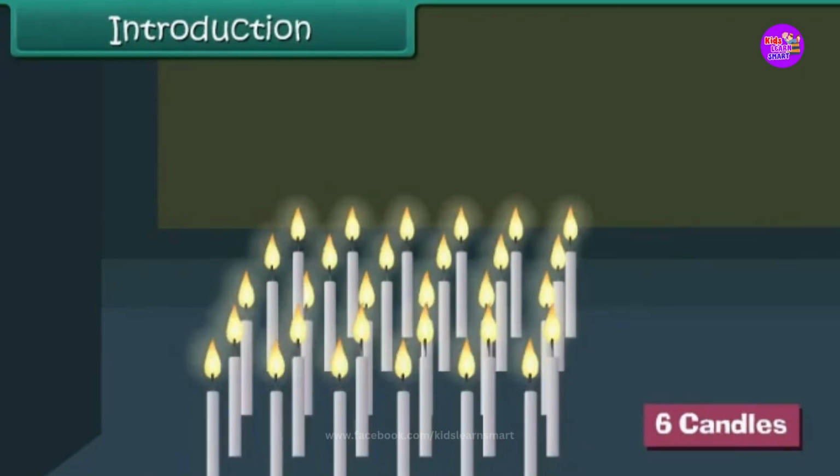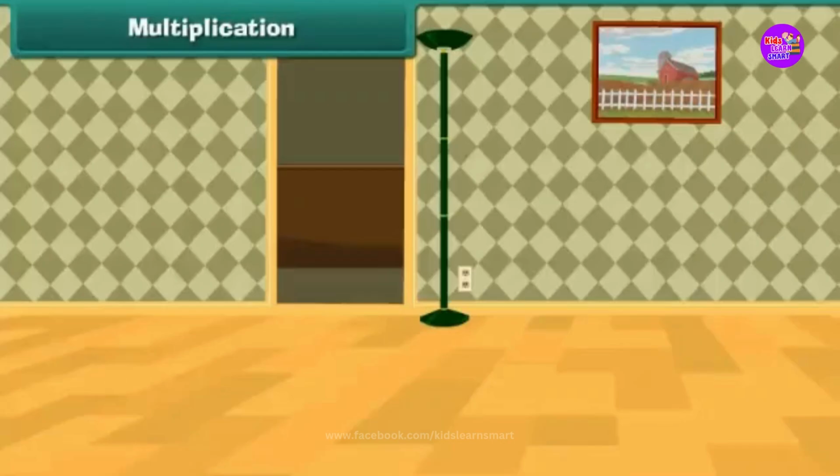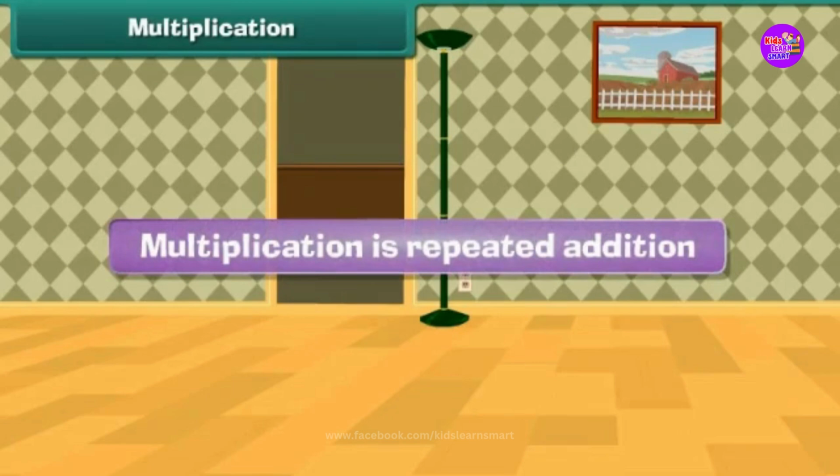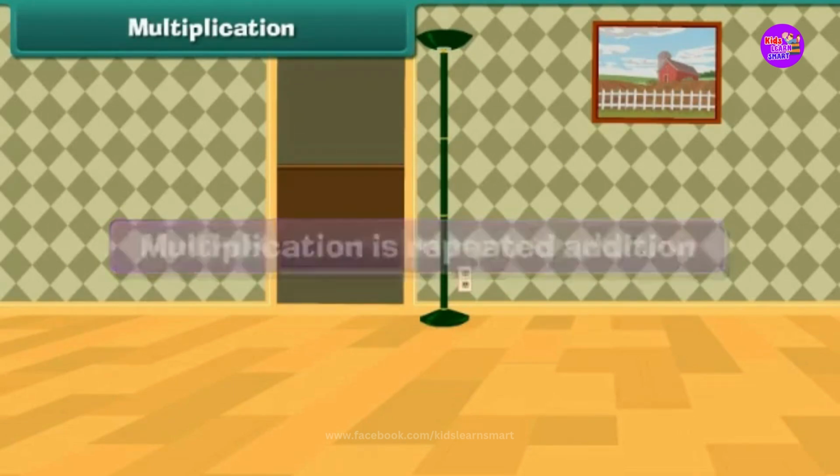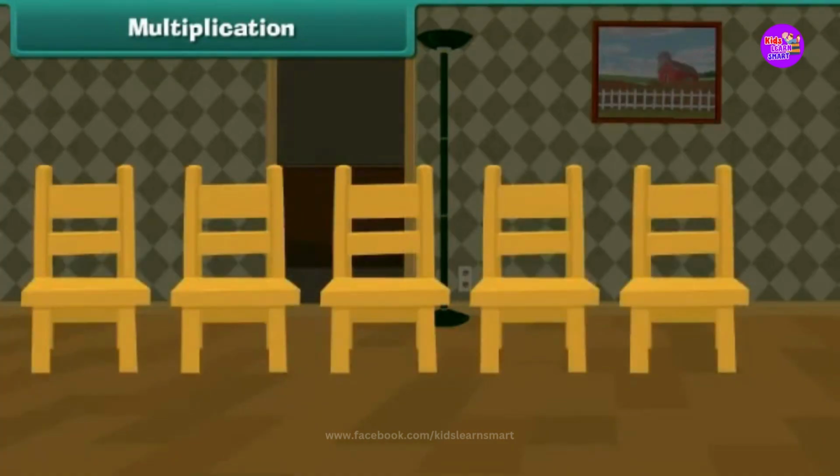In this lesson, you will learn multiplication and division. Multiplication. Multiplication is repeated addition. For example, to find the total number of legs of 5 chairs, we'll add 4 5 times because each chair has 4 legs.